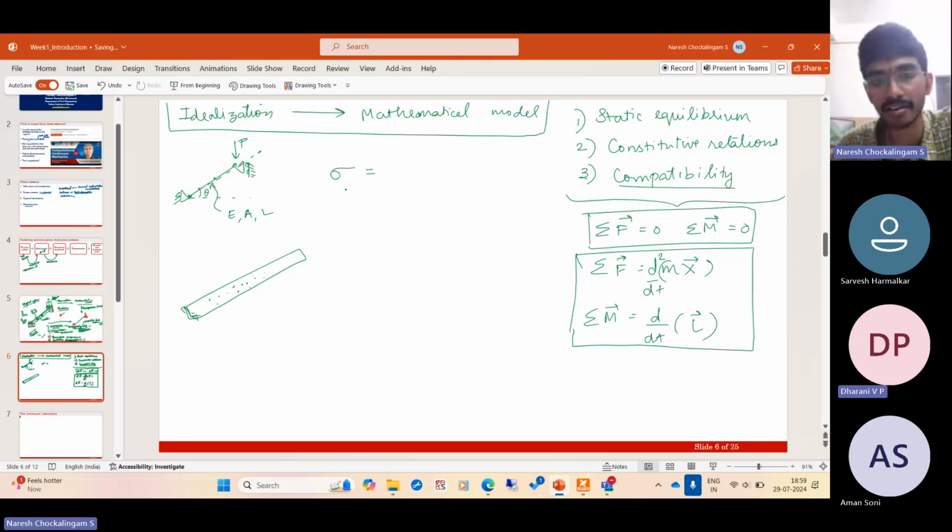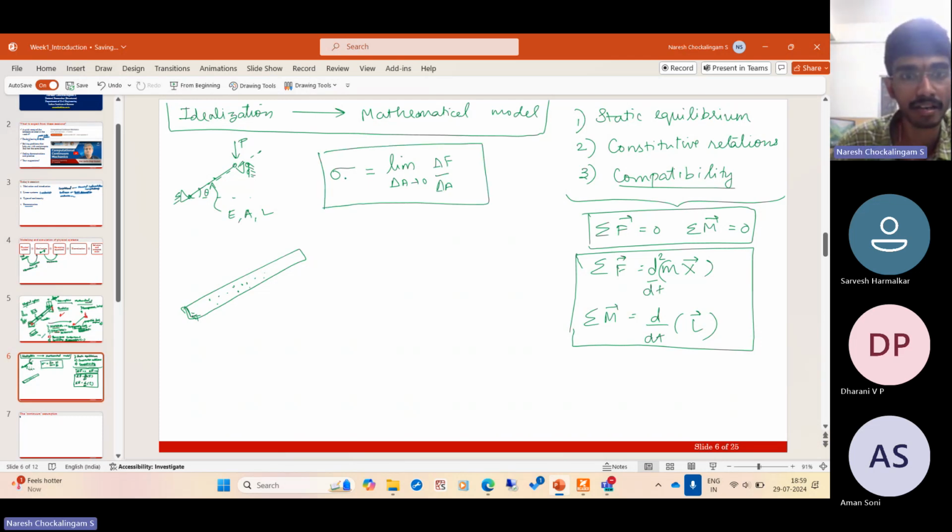Anything, it's okay. The limit delta A tending to 0 of delta F by delta A. Perfect. This is one component of stress, but that is okay. In 3D, you have other components, but this is a perfect definition. So mathematically, this is a mathematical definition, of course, since you have limits.